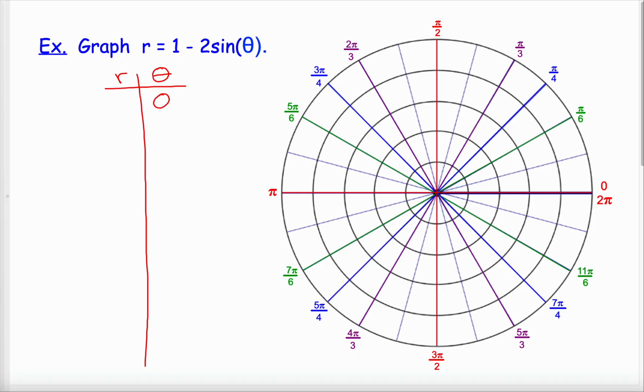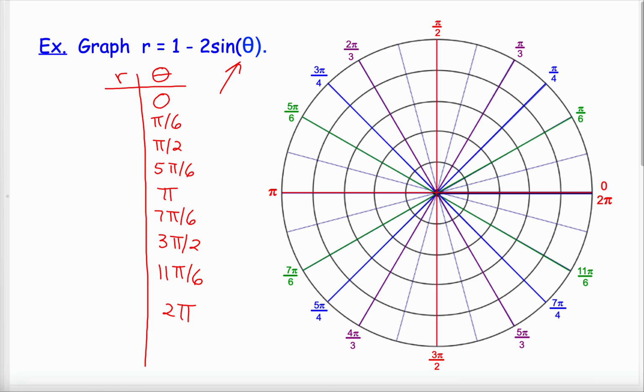We're still dealing with the sine function. So I'm going to pick the same angles. Pi over 6 is a good one. Pi over 2, 5 pi over 6. Pi, everybody likes pi. 7 pi over 6. 3 pi over 2. That's the most negative sine will be. Then 11 pi over 6 and 2 pi. And let's figure out the r values. All right. I'm going to plug those angles in there.